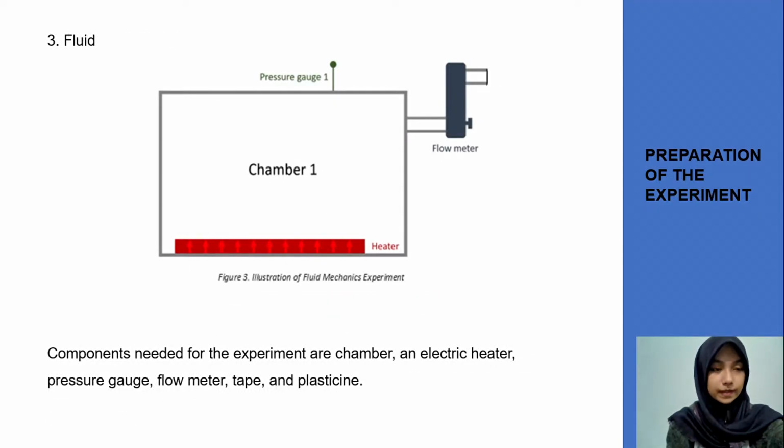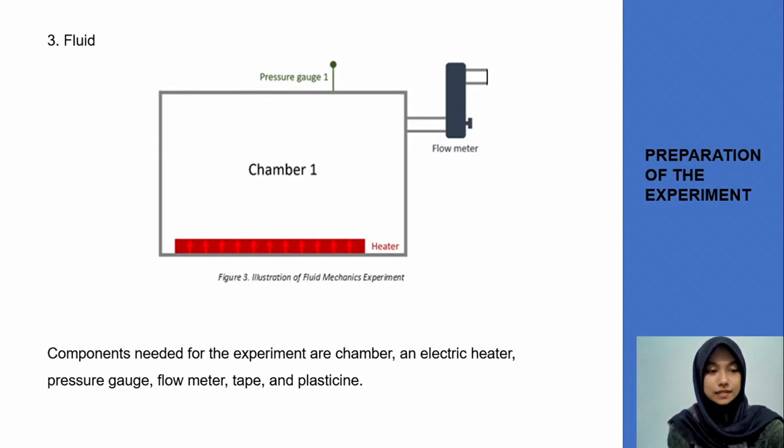The third experiment is related to fluid. Here I show the illustration of this fluid experiment. So the components needed for the fluid experiment are a chamber, electric heater, pressure gauge, and flow meter. Then the additional components needed are tape and plasticine to seal the holes. The components are mostly the same as in the other experiments, so the purchasing of components and the shipping planning are also the same.